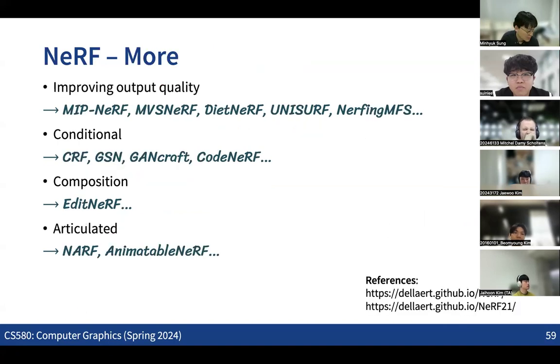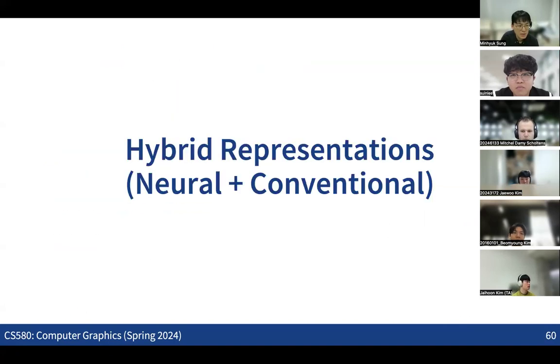And next time, we are going to discuss that these are all based on implicit representation, but we can also consider a hybrid version of representation, combining neural things and also conventional things like voxels, point clouds, and meshes. Especially these days, people are using the Gaussian splat representation. So next time, we are going to discuss other hybrid representations, and especially the key ideas in Gaussian splat representations. Also on May 15th, we are going to invite the author of Gaussian splatting, and he will give more ideas about it as well.